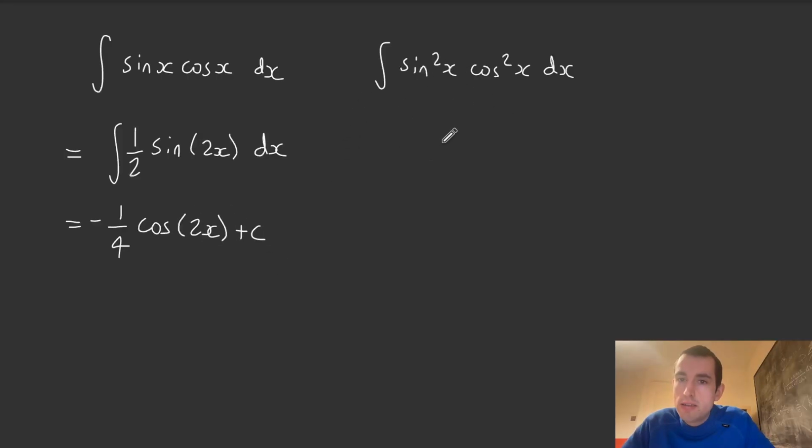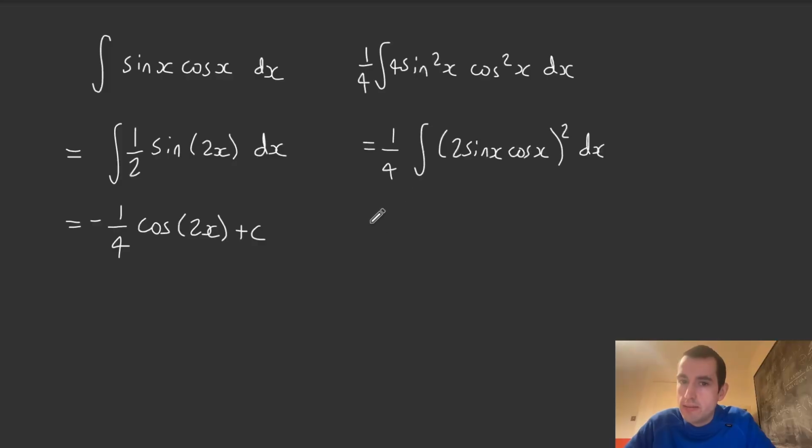For the one on the right, you want to use the same kind of idea. We'd have to rewrite this as 1/4 on the outside, because then we can write it as 2 sine x cos x all squared. So I've added a 4 because then this 2, when we square it, will become 4, and then it will cancel out. This then becomes, well, 2 sine x cos x is sine 2x, and that's squared. But we know how to integrate sine squared now.